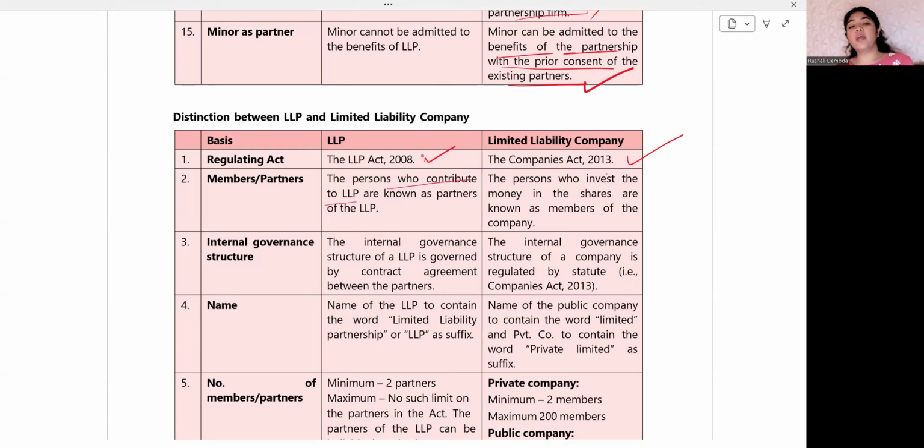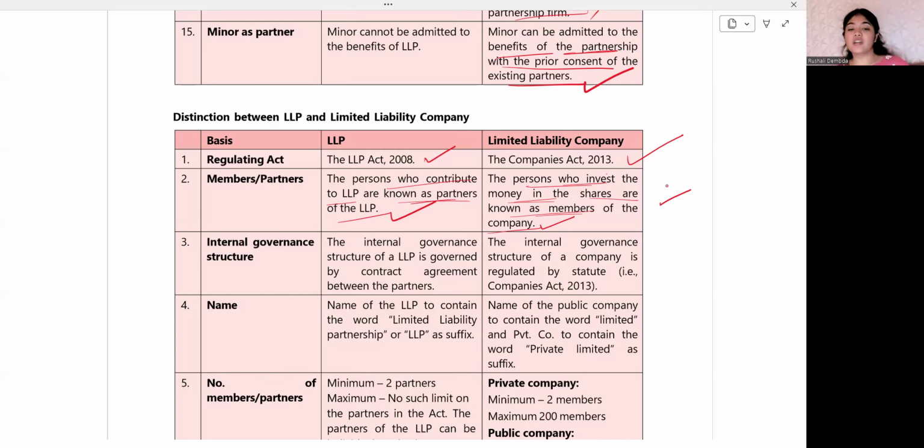Persons who contribute to LLP are known as partners of LLP. Here, persons who invest money in the shares are known as the members of the company. Tomorrow, we'll be learning all the concepts of shares. For now, you have to remember that persons who invest money in the shares of the company are the members of that company.